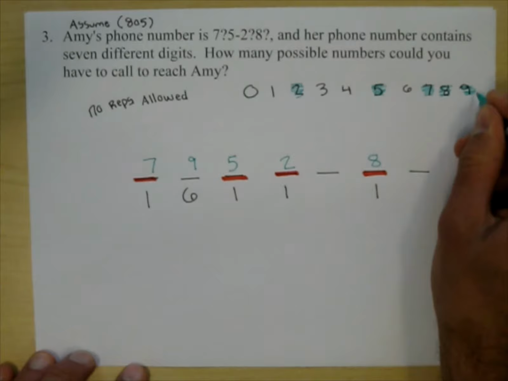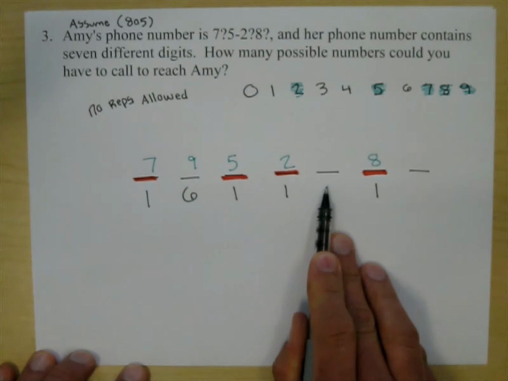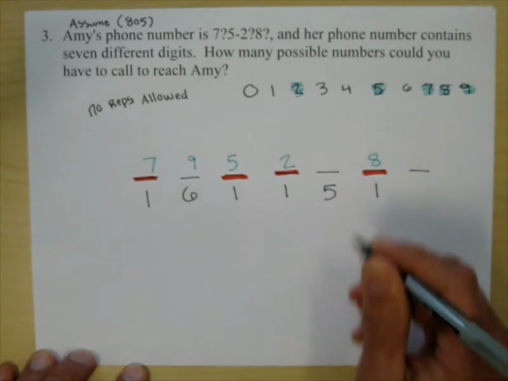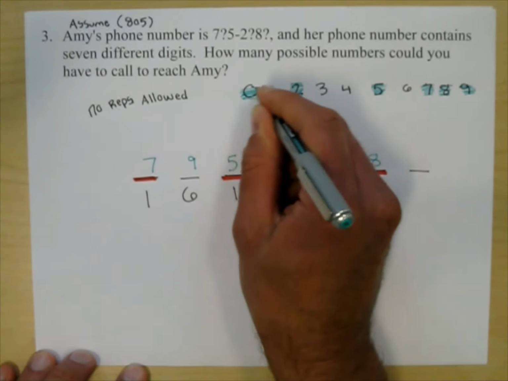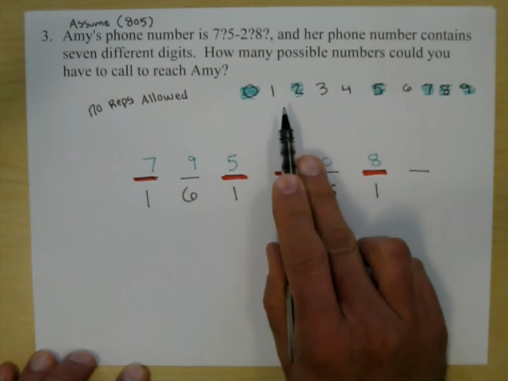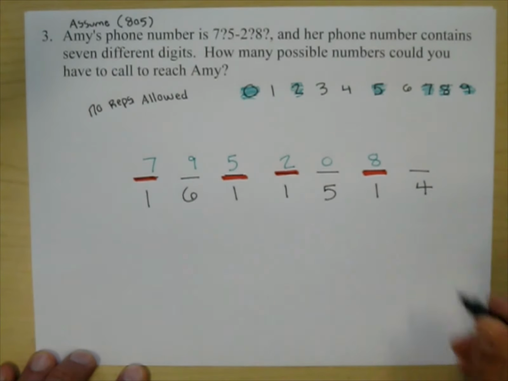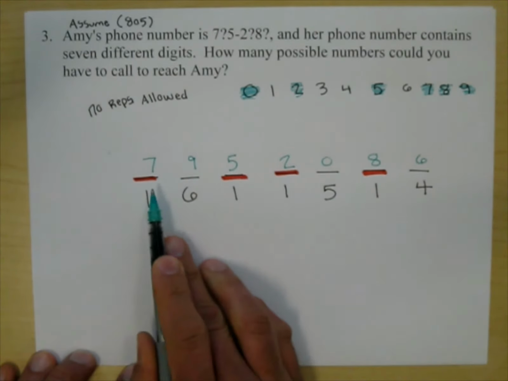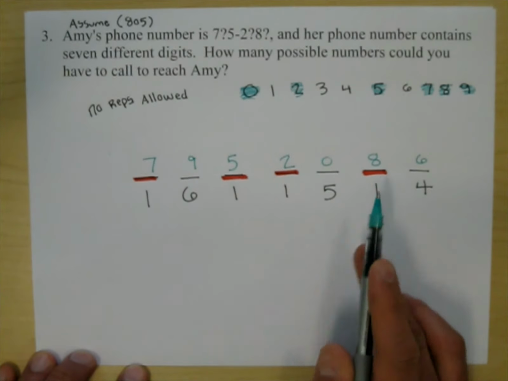So I'm going to cross out the 9 now and say, well, how many choices do I have for this digit of the phone number? Well, 1, 2, 3, 4, 5. So let's put, like, maybe a 0 there. And how many choices do I have for this one? Well, 1, 2, 3, 4. Whoa, maybe we can put a 6 there. So this phone number, 7952086, could be Amy's phone number.